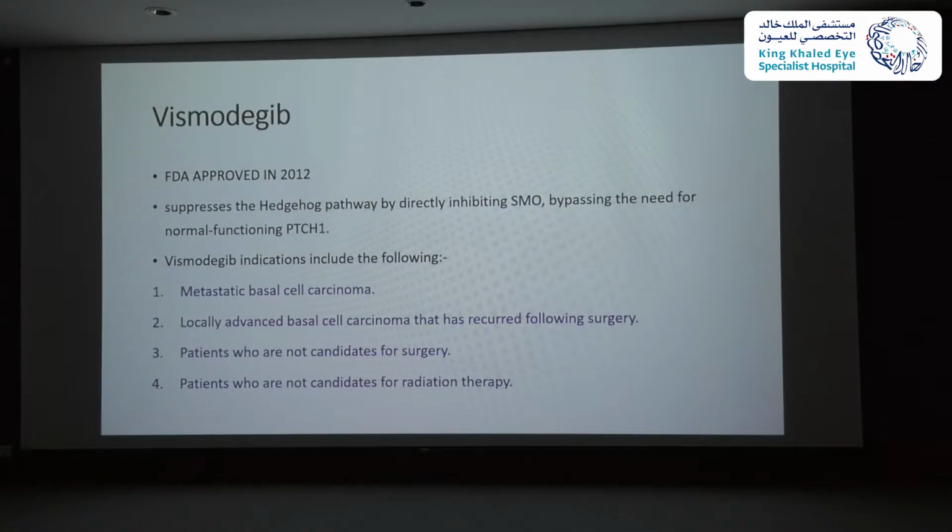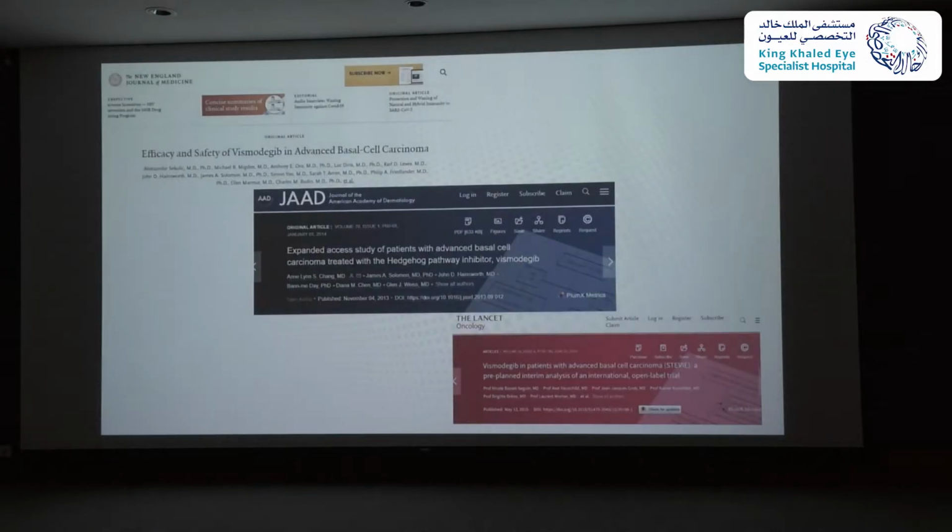This is an oral medication that was FDA approved in 2012 for the treatment of basal cell carcinoma. How it works: it suppresses the Hedgehog pathway by directly inhibiting SMO, bypassing the need for normal functioning PATCHED1 protein. The indications by the FDA are metastatic basal cell carcinoma, locally advanced basal cell carcinoma that has recurred following surgery, patients who are not candidates for surgery, or patients who are not candidates for radiation treatment.